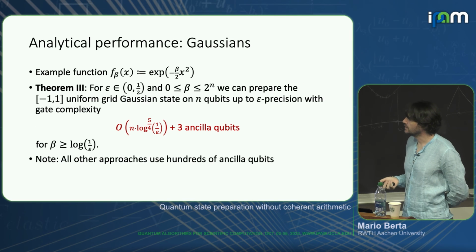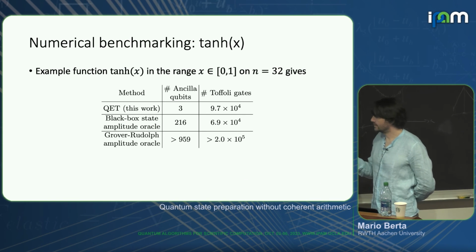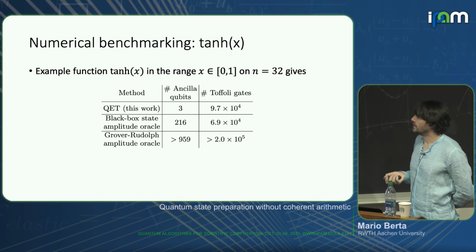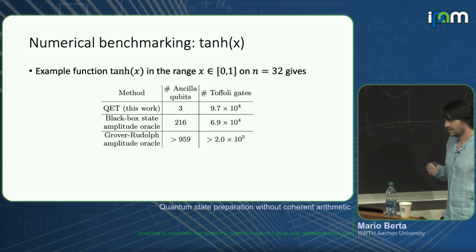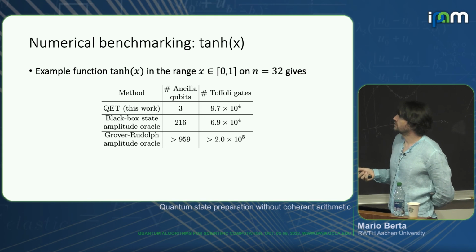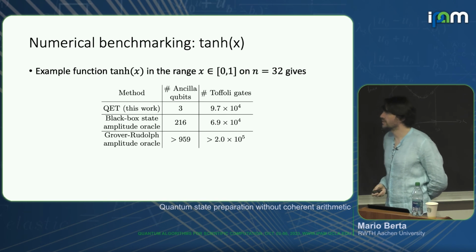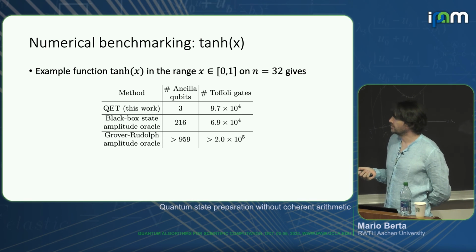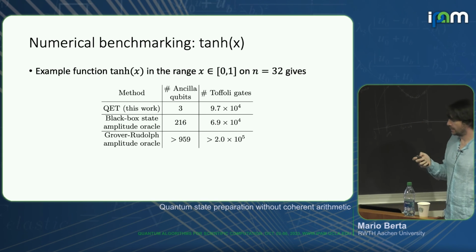Then we already saw this Gaussian. So the Kaiser window state, or I mentioned them. I think Sam also ran this numerical benchmarking for this tanh function, just to see kind of the finite size numbers, right? Because on the last slide, we had these analytical dependencies. Good, yeah, so if you look at the interval 0, 1, choose n equals 32, so you have a spacing of 2 to the minus 32, right? Then, okay, you can see again, we need like 2 orders of magnitude fewer ancillas, whereas the gate count is kind of comparable.